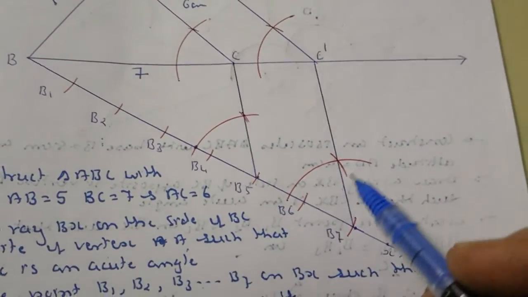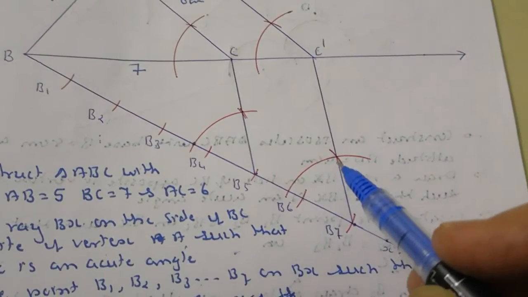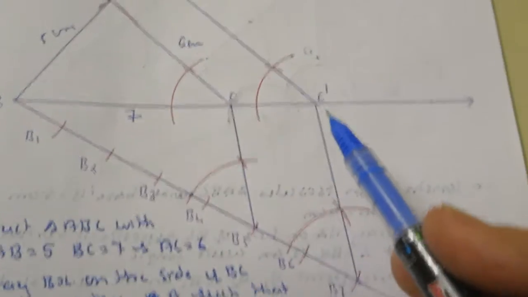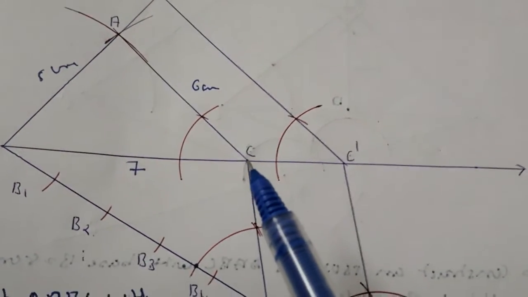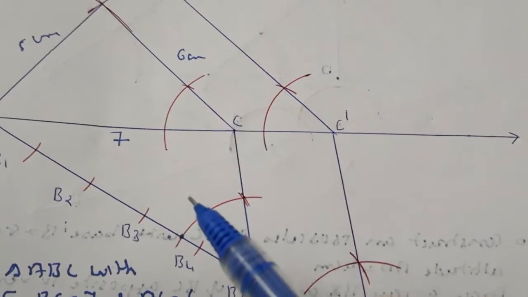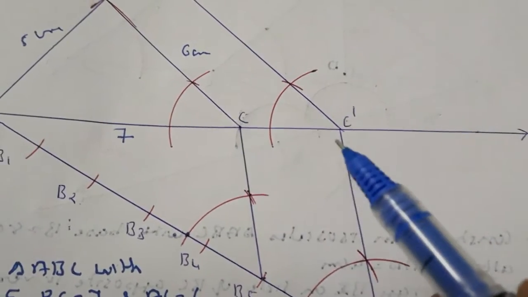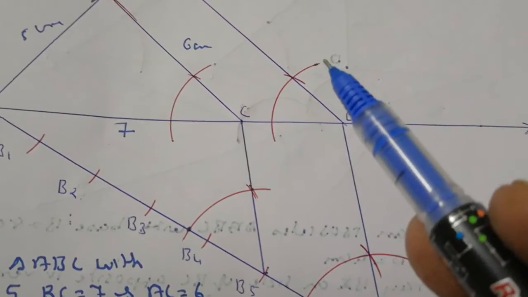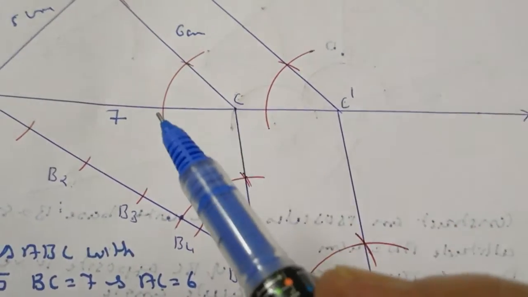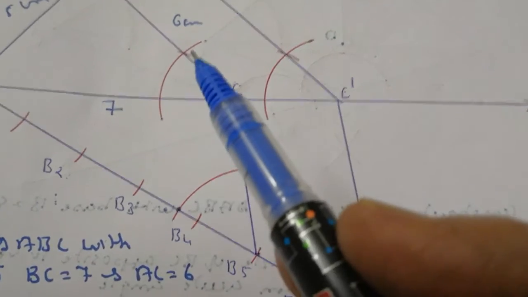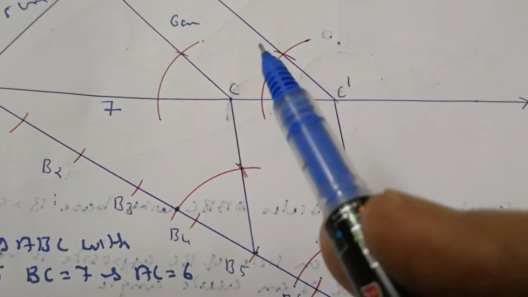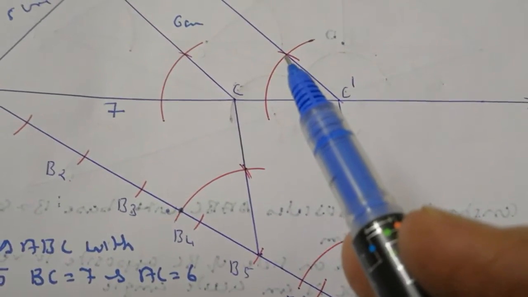So passing through this intersection point, from B7 draw a line to get C dash. Similarly, from C draw an arc with any suitable radius, and with the same radius from C dash draw an arc. Now take the distance between this point and this intersecting point: keep your compass here and extend your pencil up till here. With the same radius from this point, draw an arc to intersect the previous arc.